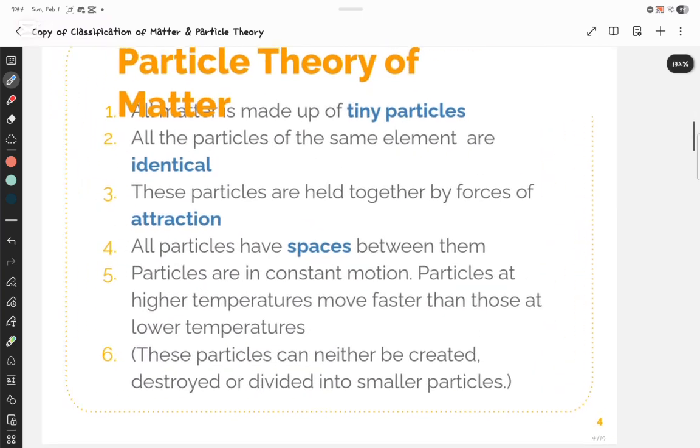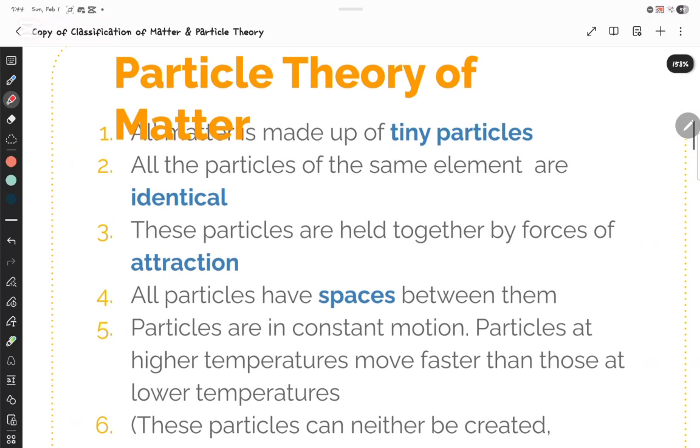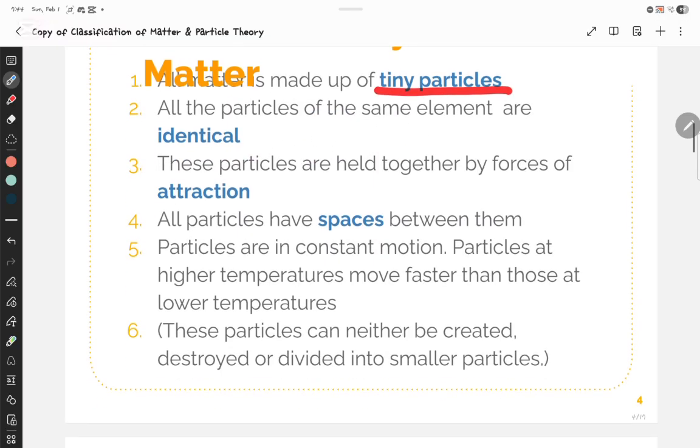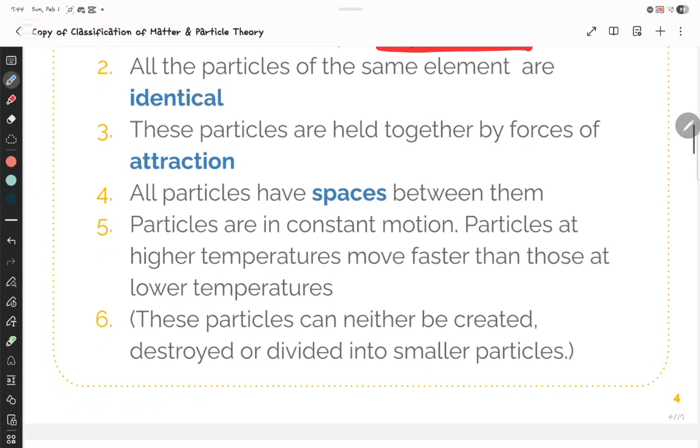So next topic is the particle theory of matter. First thing, it states that all matter is made up of tiny particles, and all of the particles of the same element are identical. Okay, so let's say you have a gold element and another gold element, right? These two are identical, basically. Then these particles are held together by forces of attraction, and all these particles have spaces between them. Particles are in constant motion. Particles at higher temperatures will move faster than those at lower temperatures.